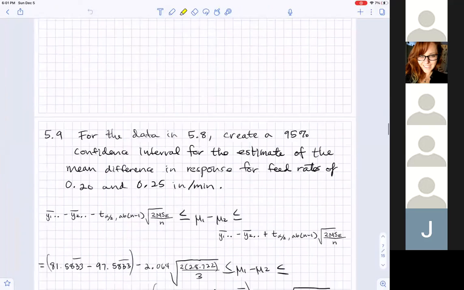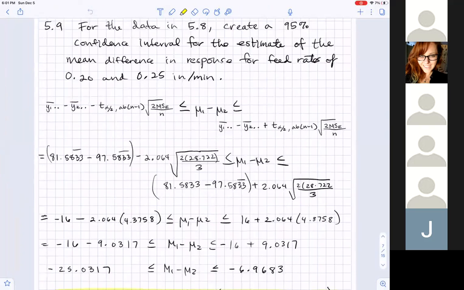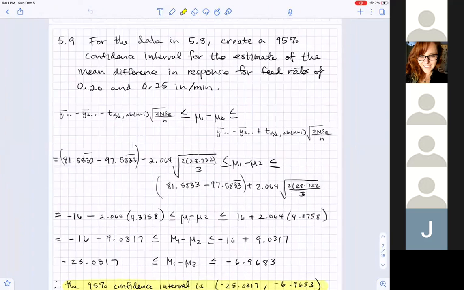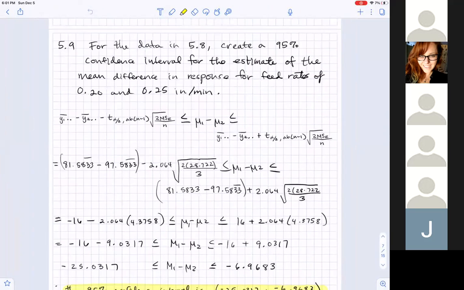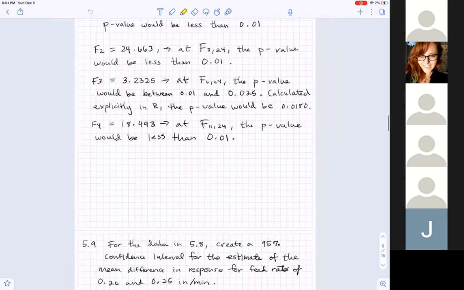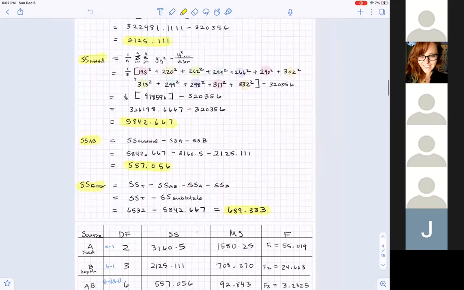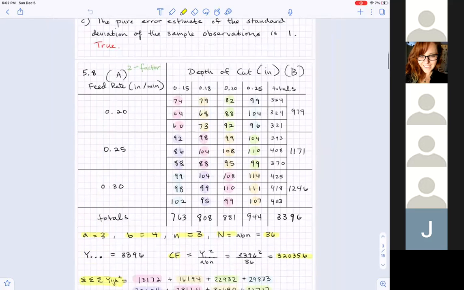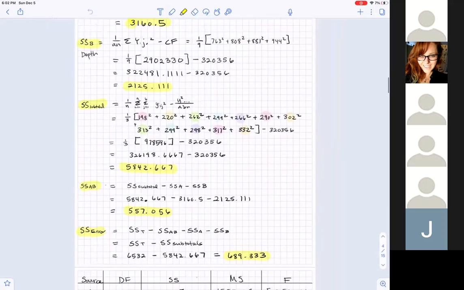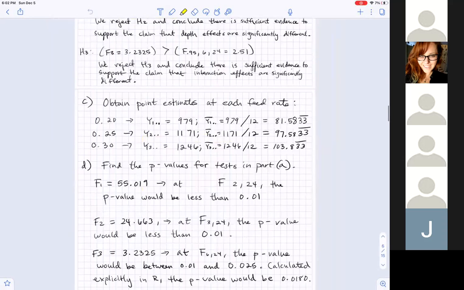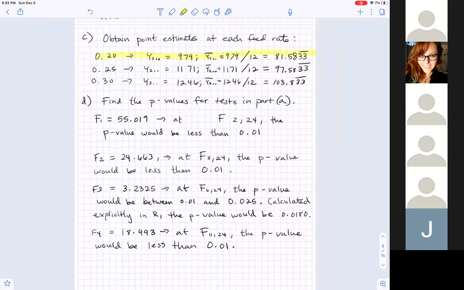All right. Okay, confidence intervals. For the data in 5.8, we want to create a 95% confidence interval for the estimate of the mean difference in response for the feed rates of 0.20 and 0.25. We're going back up to the 5.8 table, and I'm going to find where I found those point estimates. There we go. Here are my point estimates for 0.20 and 0.25, and all that is their mean estimates.